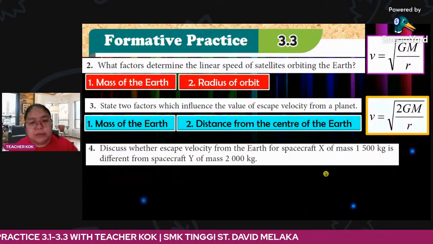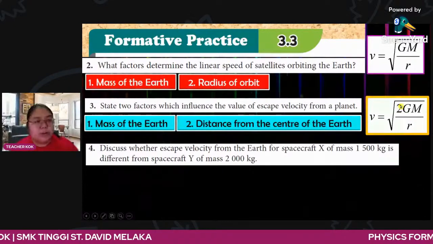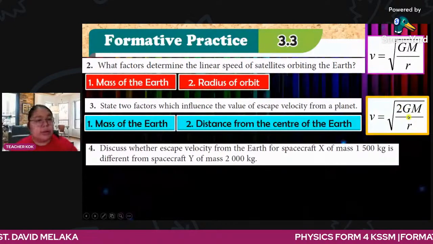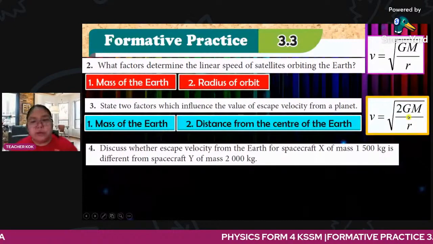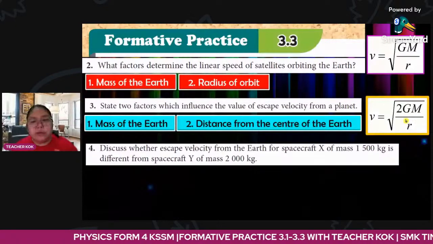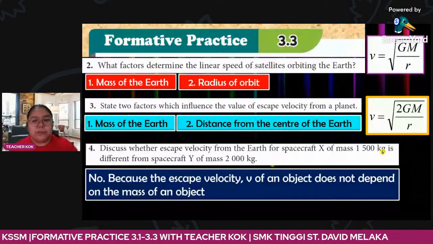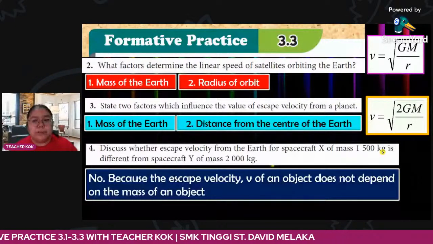Actually, the answer is no, because you see the formula, where is the small m? They're not related to the small m. They're only for the bigger M. That's the Earth, is it? So from here, your answer is no. Although you have spacecraft of different masses, the escape velocity does not change.